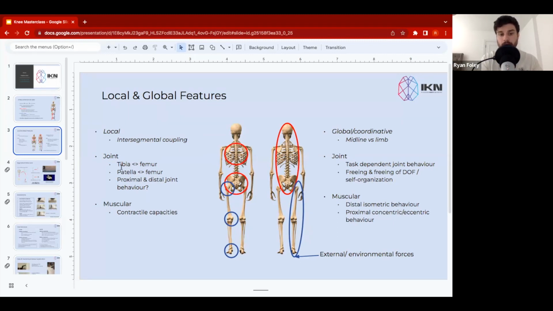Okay, so looking at things from a joint segmental standpoint, looking at things from a muscular or contractile standpoint as well. When we're looking at the knee, the distal quadriceps, distal hamstrings, and the proximal gastrocnemius, for example, are all important to be able to express a certain behavior around the knee. But we'll talk about that in the next video here, or the next slide here.